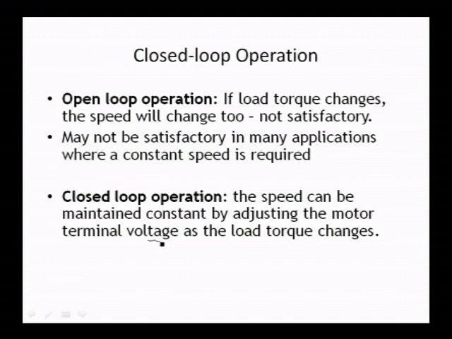If you want to make the speed constant, where some applications require you to maintain the speed constant, how to make the speed constant? In closed loop operation, we should be able to sense, read, or measure the speed, and set the reference speed. Comparing the reference speed, if there is an error, a difference between the reference speed and the actual speed, we use that error to change the speed of the motor. By varying the applied voltage, we can change the speed of a DC motor. That is called closed loop operation.